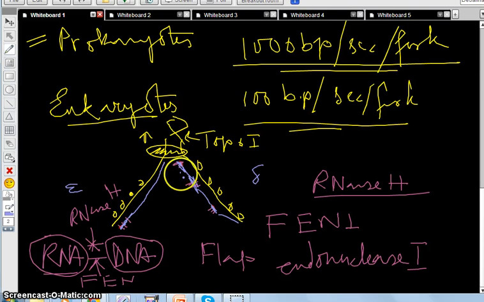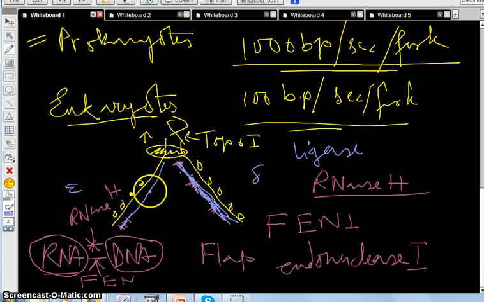Now in case of these Okazaki fragments, these Okazaki fragments are still not joined together, and this joining is done by the enzyme called ligase. Ligase is the enzyme which ligates the Okazaki fragments with each other, and so we can now get a continuous DNA strand like the leading strand.